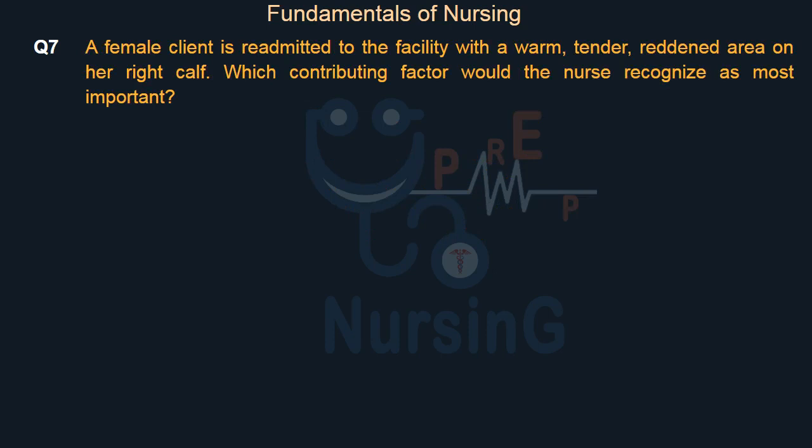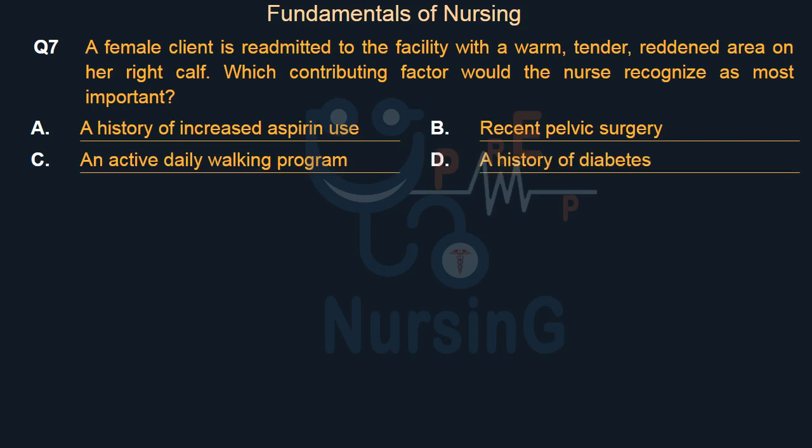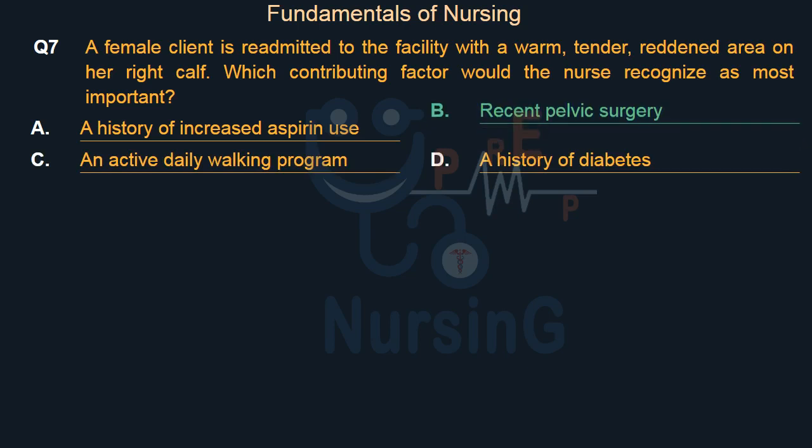A female client is readmitted to the facility with a warm, tender, reddened area on her right calf. Which contributing factor would the nurse recognize as most important? Option A. A history of increased aspirin use. Option B. Recent pelvic surgery. Option C. An active daily walking program. Option D. A history of diabetes. Right answer is Option B.